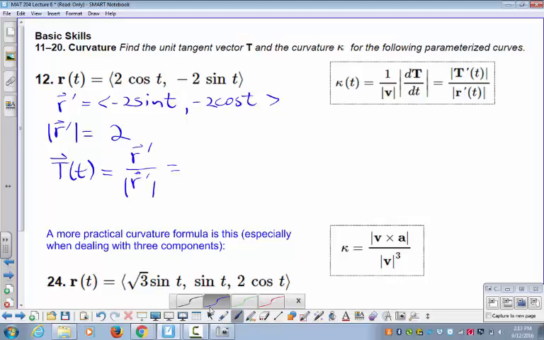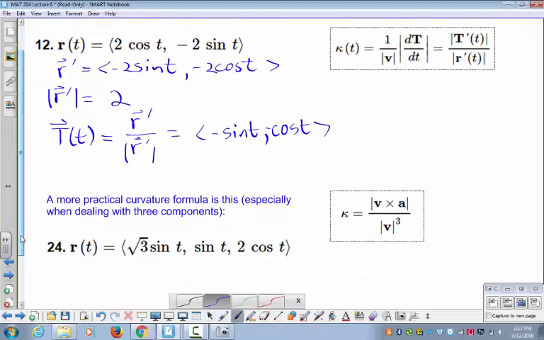So we take the 2 and we have to divide it into each of those. And I lost a minus there. Get you back in there. Okay, so that's the unit tangent vector. And then we have to take the derivative of that to get T prime, capital T prime. So that's going to be minus cosine t, comma, sine of t.